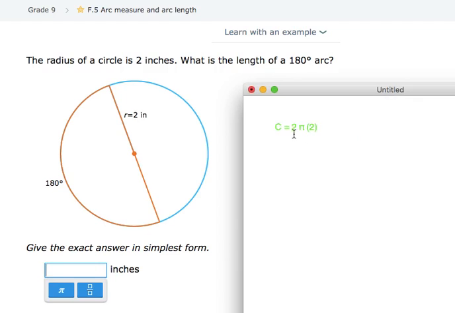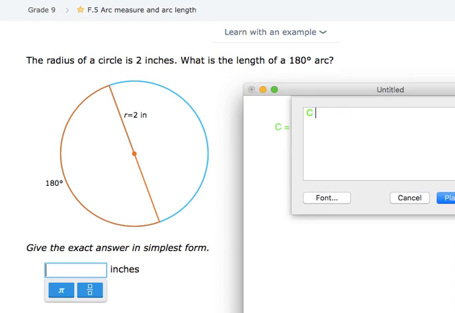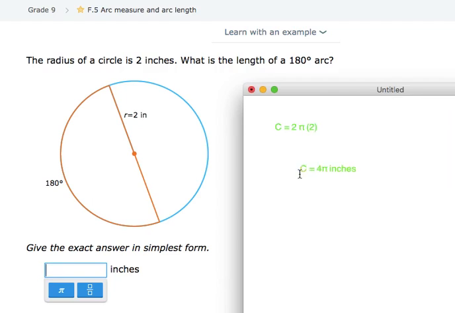I'm not going to do 2 times pi in my calculator, get 6.28 whatever, and multiply that by 2, 12.56. I'm not going to go into decimals and all that. I'm just going to say 2 times 2 is 4, and then I'm going to keep my answer like this. For the full circumference, it's 4 pi inches. That's my full circumference. That's not my final answer to the question, because it's asking me about part of the circumference, the arc, in this case of 180 degrees.